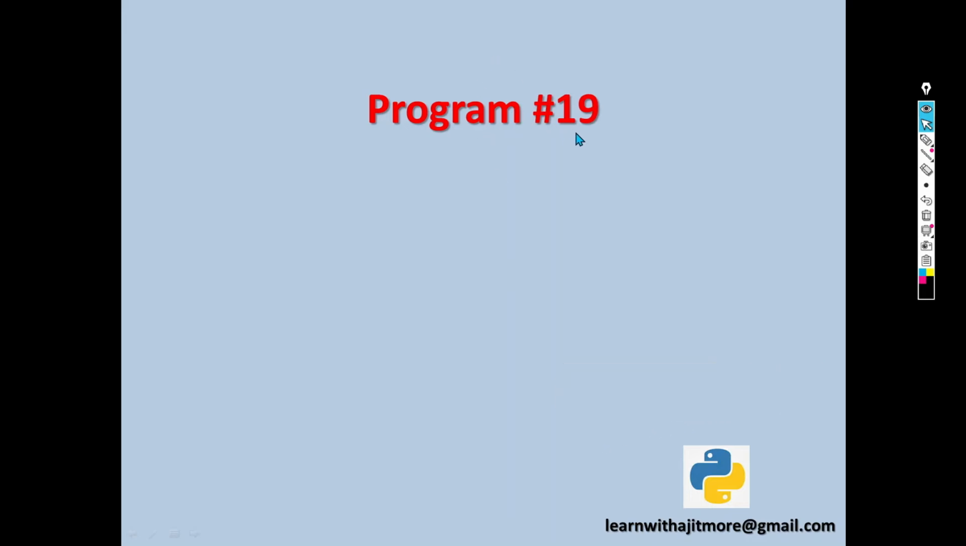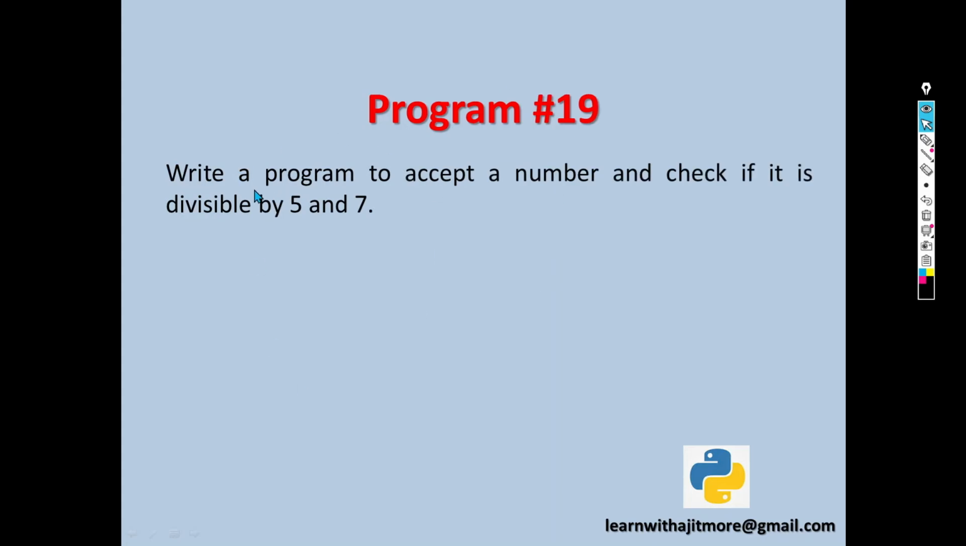Okay, so problem number 19 we will move on. Here what we have to do is we have to accept a number and check if it is divisible by 5 and 7. This is somewhat like odd and even, where we checked the divisibility by 2. Here we have to check divisibility by 5. So whatever number you are going to accept, check whether it is divisible by 5 as well as whether the number is divisible by 7. Okay guys, so we have to check whether it is divisible by 5 and check whether it is divisible by 7.